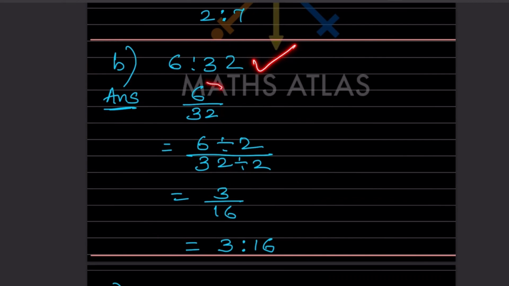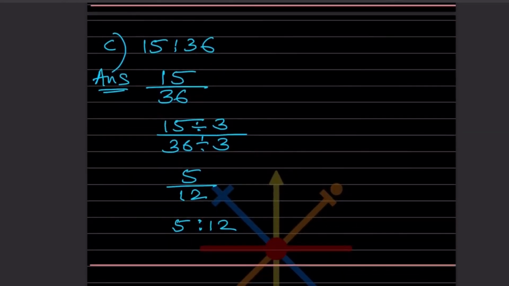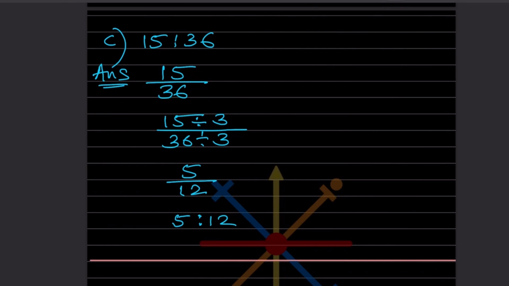Now look at this one. You will divide 6 by 32. Both go with 2. 6 divided by 2, 32 divided by 2. 6 divided by 2 is 3, and 32 divided by 2 is 16. That is 3:16. Here the next problem says 15:36. So 15 divided by 36. Here that doesn't go with 2.